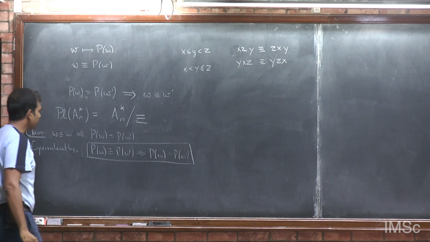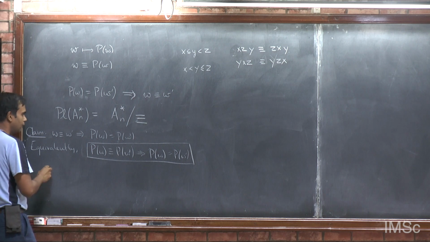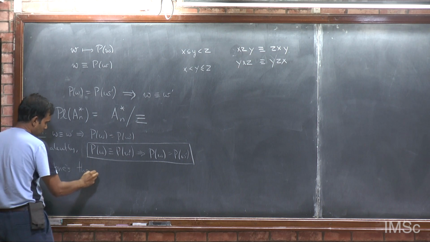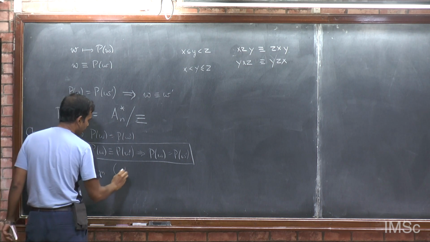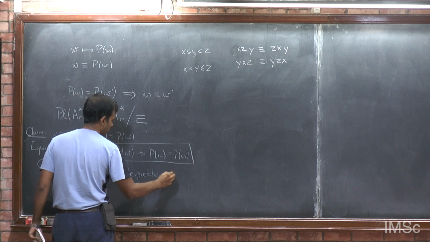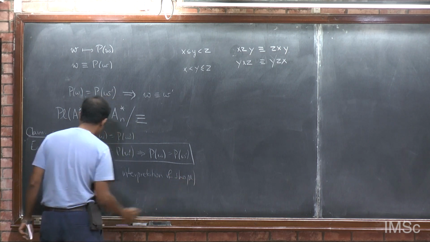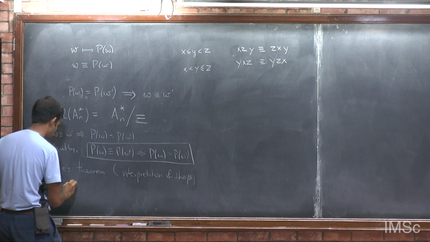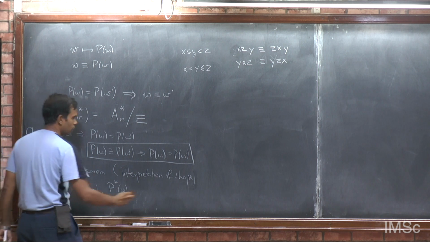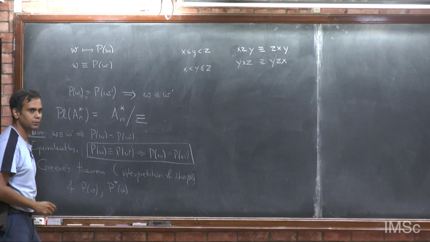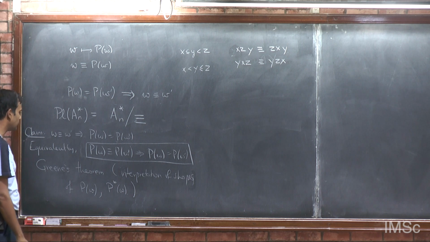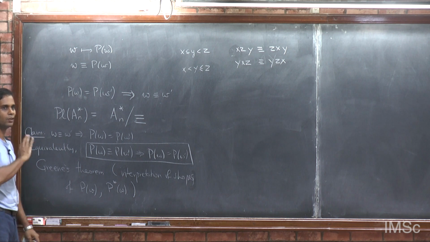So the proof of this uses something else which is called Green's theorem, and along the way we will also see the interpretation of shape. Let us not forget we have PW and we also have P star W. So, the shapes of PW and P star W. Green's theorem gives an interpretation of this, and it also gives rise to a very beautiful duality theorem. So, we will see all this today.